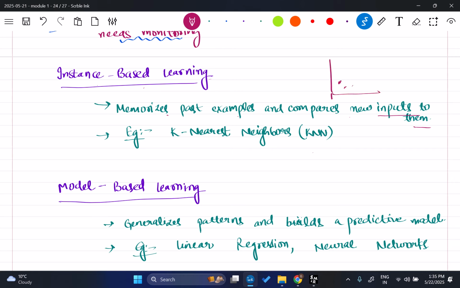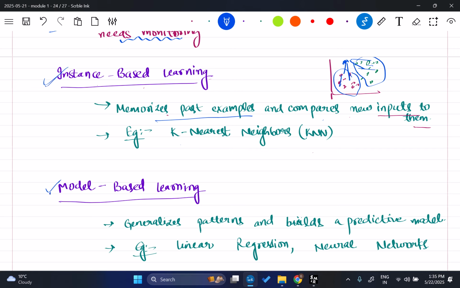Let's suppose you have some data points, and I'm going to draw another set of data points, and I have a new instance which is somewhere here. So I'm going to see which data this new data is closest to. Is it close to this cluster or this cluster? So I'm going to memorize the past examples and compare the new one to the existing ones. I have drawn it for k nearest neighbors, and the one with the closest distance will have this blue item in its own cluster. So this is known as instance based learning.